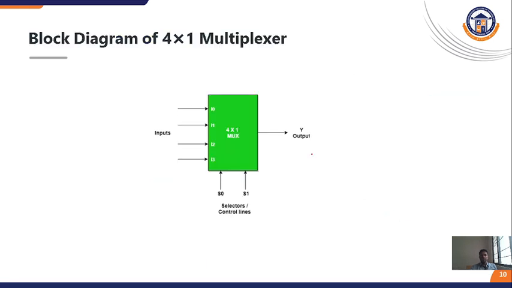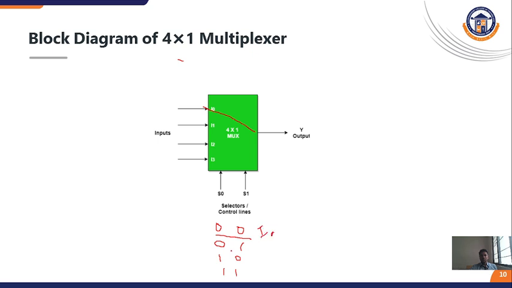So this is the 4:1 multiplexer. As we have discussed the function of the multiplexer, for 4:1 there will be 4 inputs, 2 selection lines and 1 output. Based on these selection lines, the input will be connected to the output. With 2 selection lines, there will be 4 possibilities: 0 0, 0 1, 1 0, 1 1. If it is 0 0, then I0 will be connected to the output.